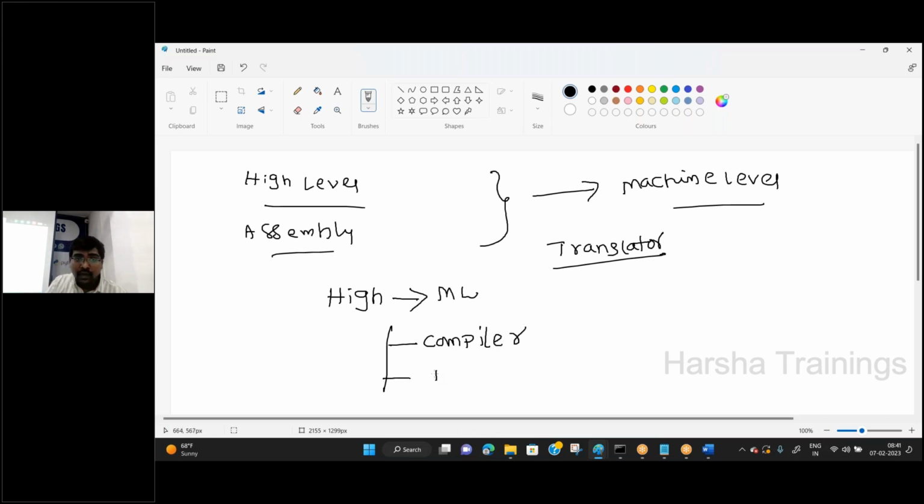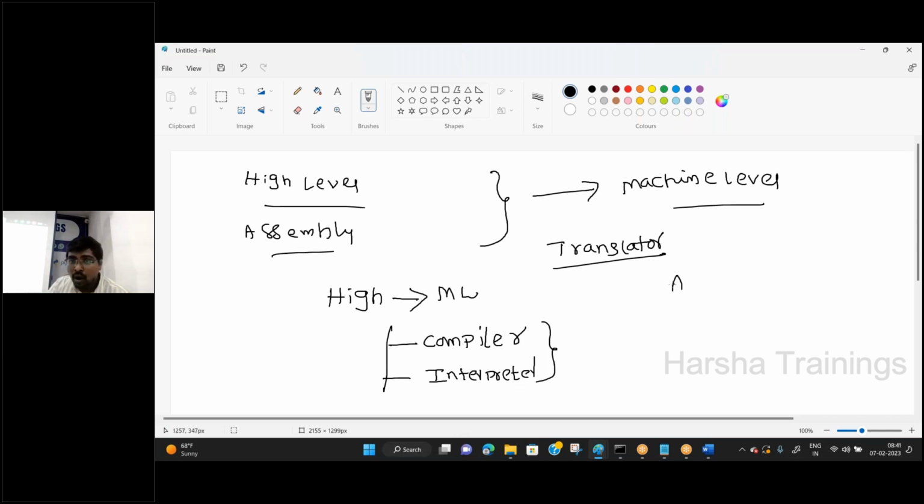Compiler. And for this, interpreter. I am writing two types. Here we have two types of translators, compiler and interpreter. Both aim at converting high level language into machine language. How they convert, we will discuss later.